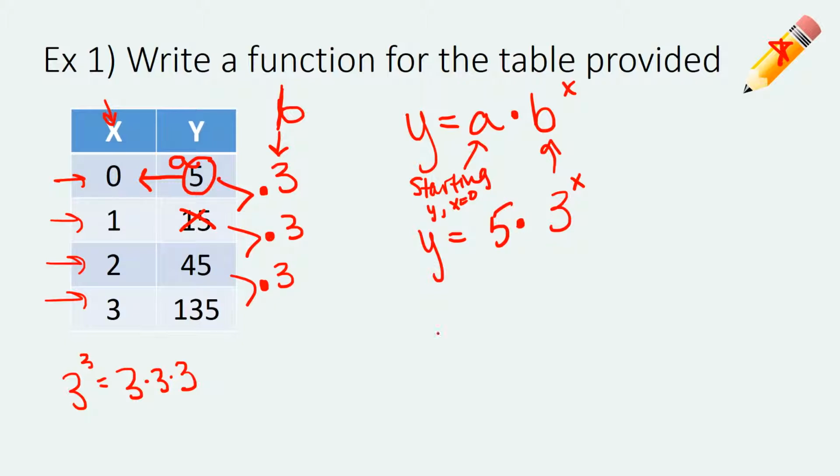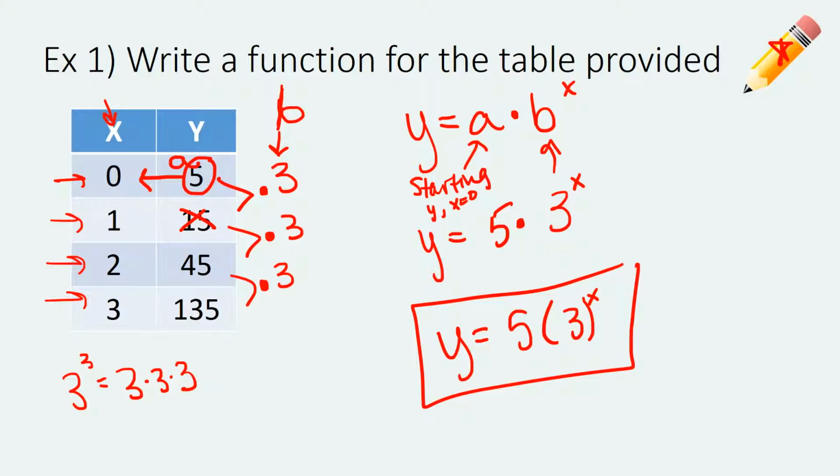So my final answer is y is equal to 5 times 3 to the x. That's my final answer for the function for this table. I just wrote the equation of the function according to this table.